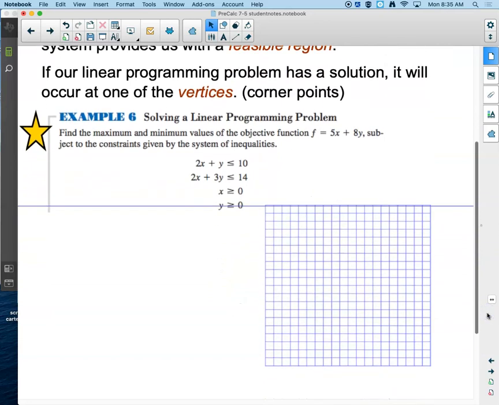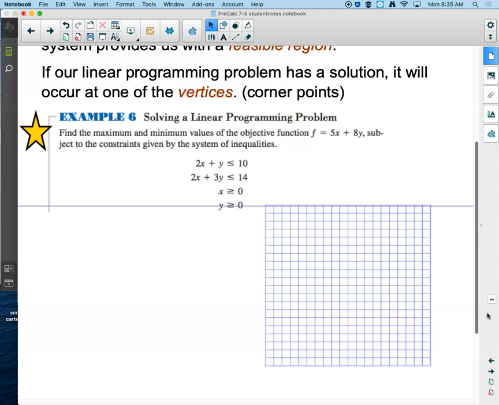And yes, I think we can get this in. This was the one that I said when we started out. I was hoping we could get through the one that's not a word problem. And this is the one right here. So, solving a linear programming problem: find the maximum and minimum values of the objective function f equals 5x plus 8y, subject to the constraints given by the system of inequalities.